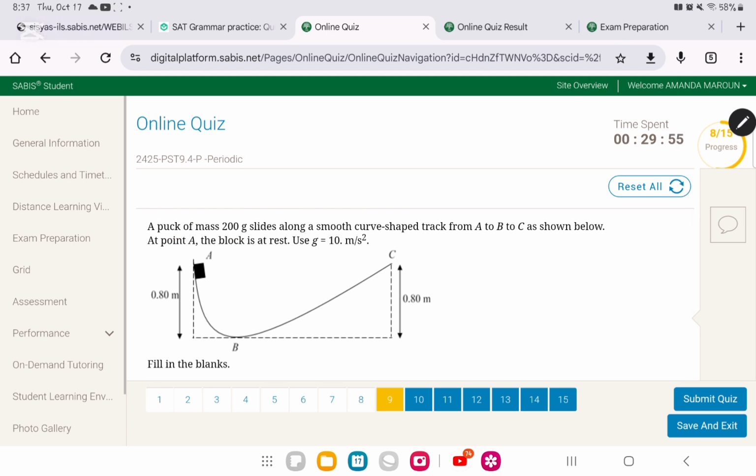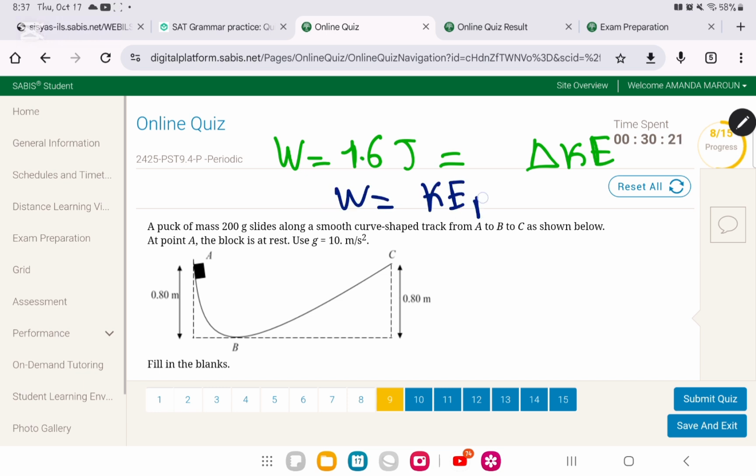Now, to find the speed of the puck at point C, what are we gonna do? First of all, we have our work, which we found last time. It is 1.6 joules, okay? Now, we need to find the speed. If you have the work and we need to find the speed, you use the work energy theorem, which is that work is equal to the change in kinetic energy. So, work is equal to kinetic energy final minus kinetic energy initial.